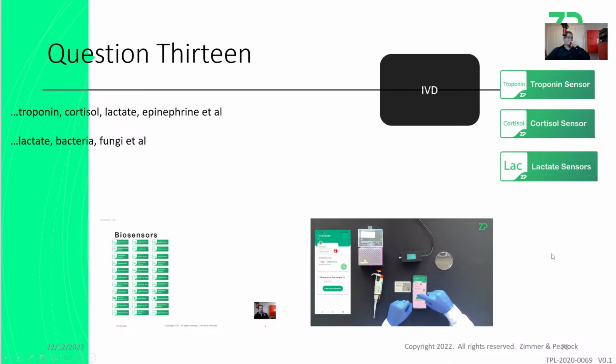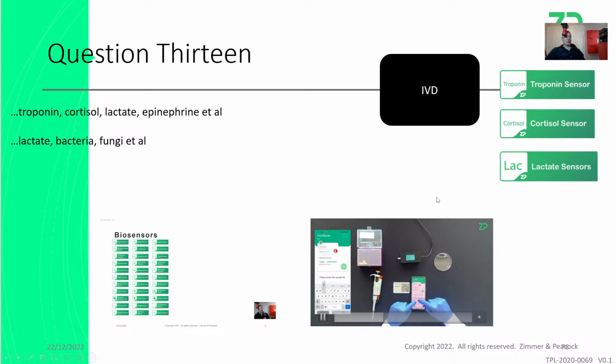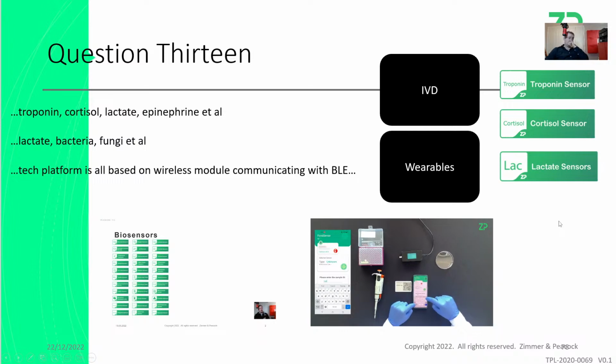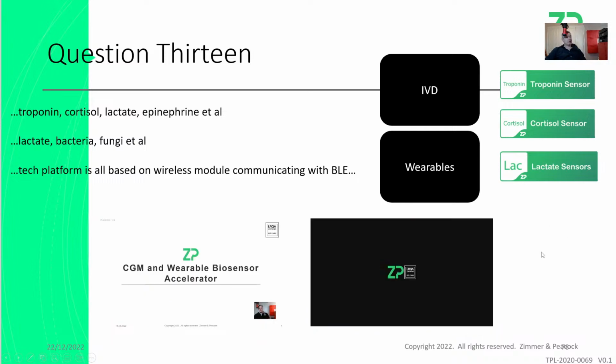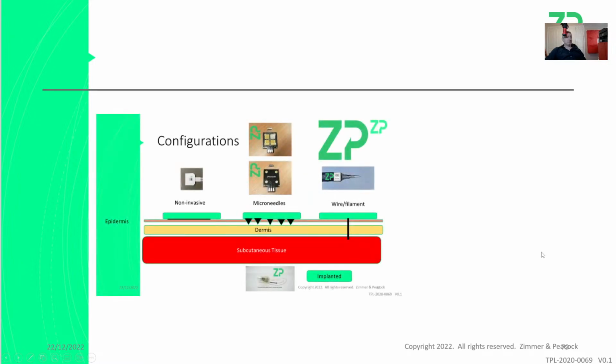The molecules are a lot easier. And as I say, we've got two form factors, IVD and wearable form factors. It's probably worth diving into it a little bit deeper. We have all these configurations, but these configurations for wearables: non-invasive, minimally invasive, invasive, implanted.